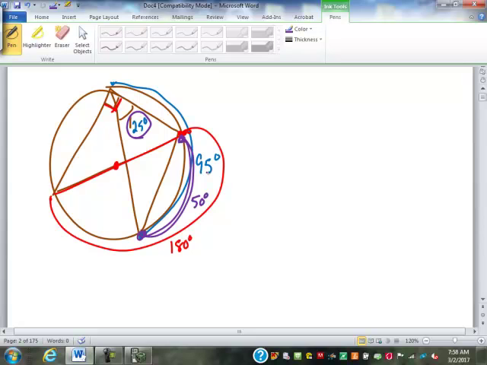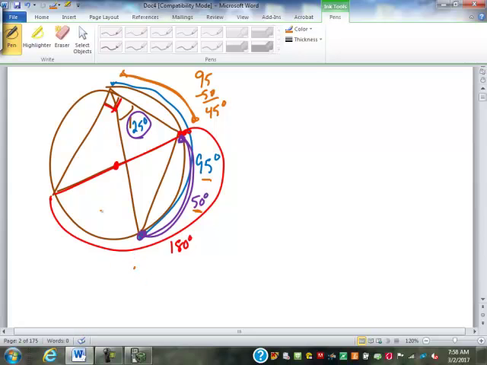Arc MP goes from here to here. We have that the bigger arc is 95, and we found the purple arc to be 50, so the brown one is just the difference. So 95 minus 50 makes that 45 degrees. Then they go back and redo the problem given different information.